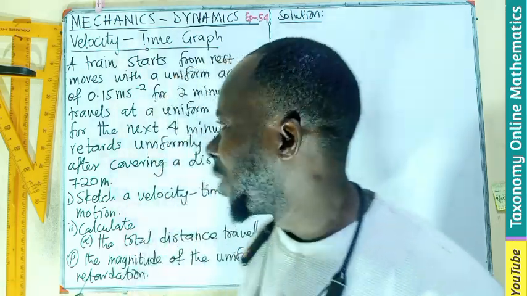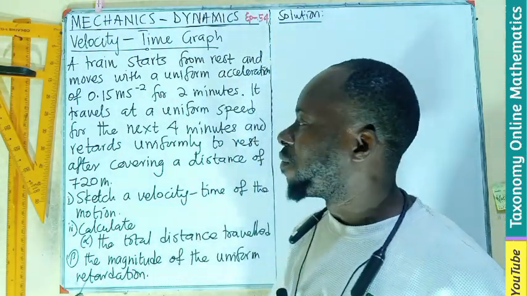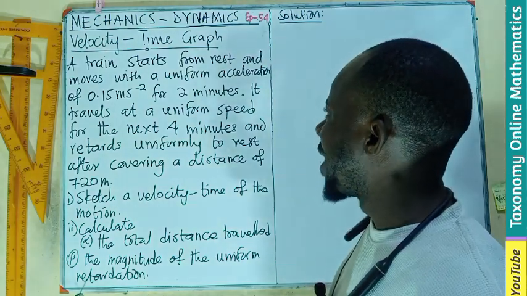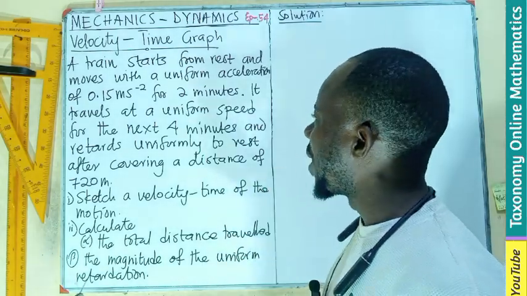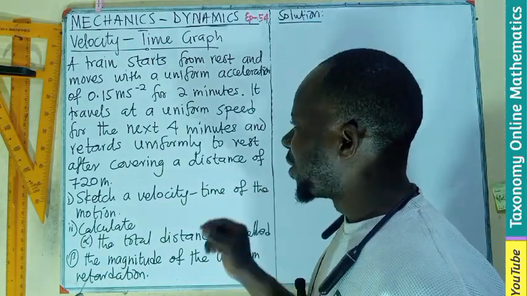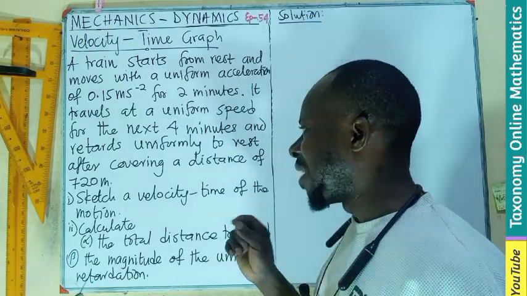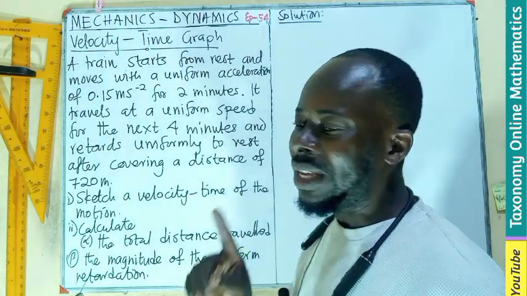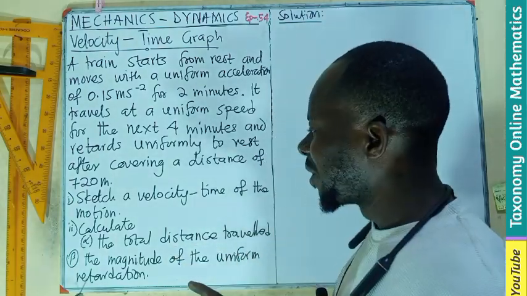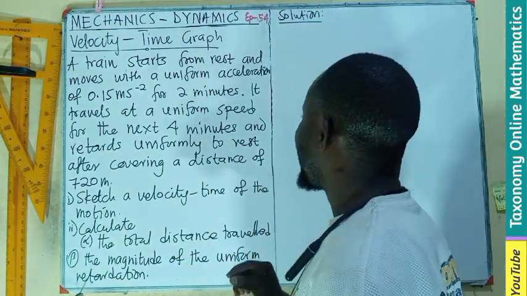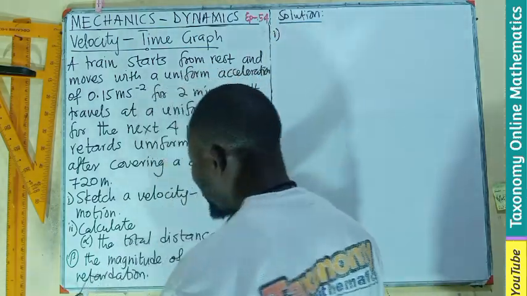So let's look at how we can look at this question based on the concept we did in the last 4 episodes. A train starts from rest and moves with a uniform acceleration of 0.15 meter per second square for 2 minutes. It travels at a uniform speed for the next 4 minutes and returns uniformly to rest after covering a distance of 720 meters. We have to sketch the velocity time graph for the motion and calculate the total distance traveled and the magnitude of the uniform retardation. So let's begin with the first one, which is asking for the sketch.